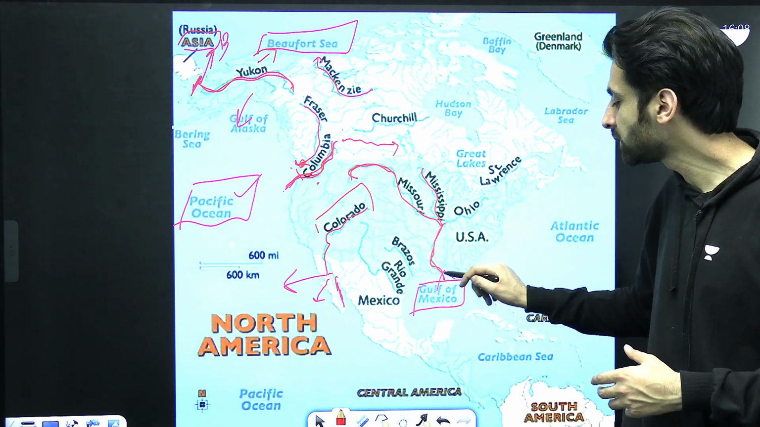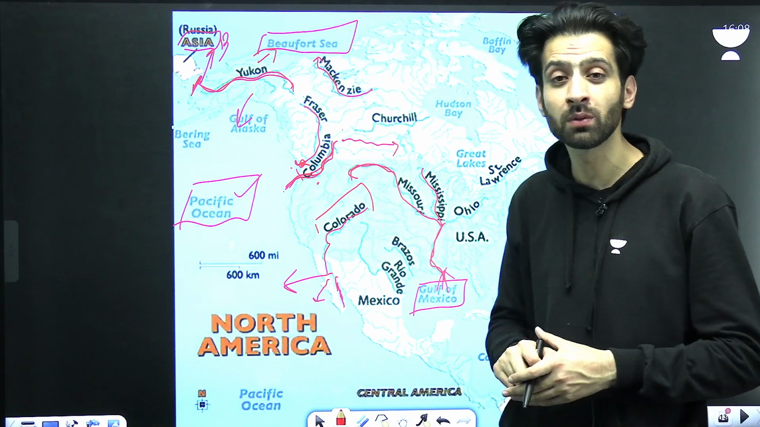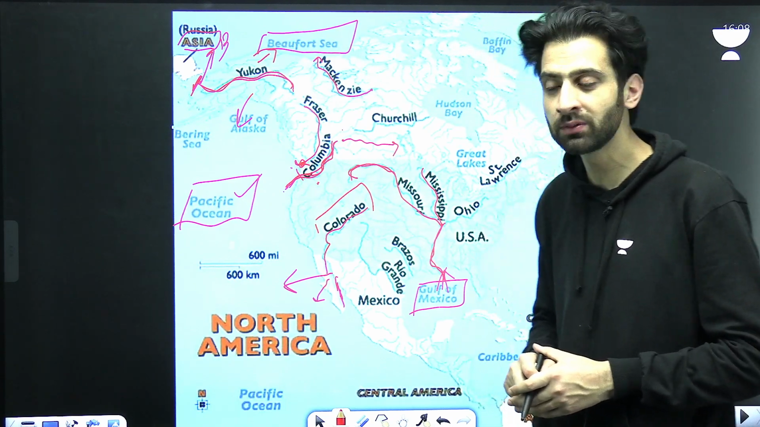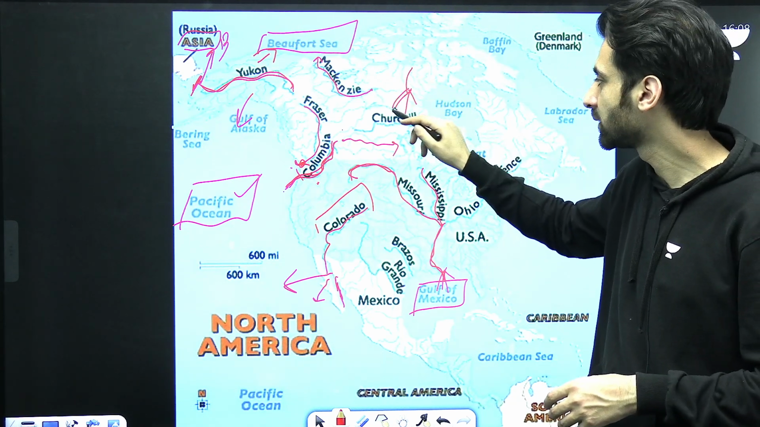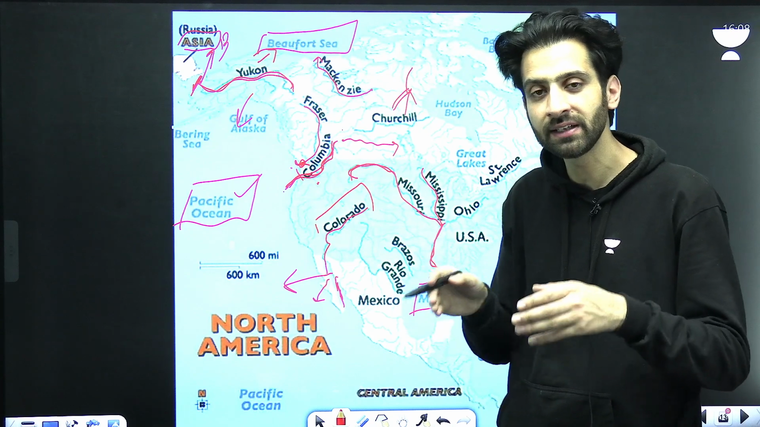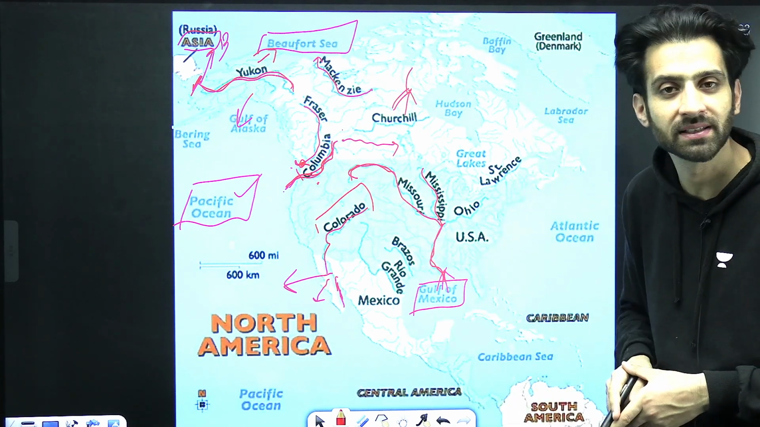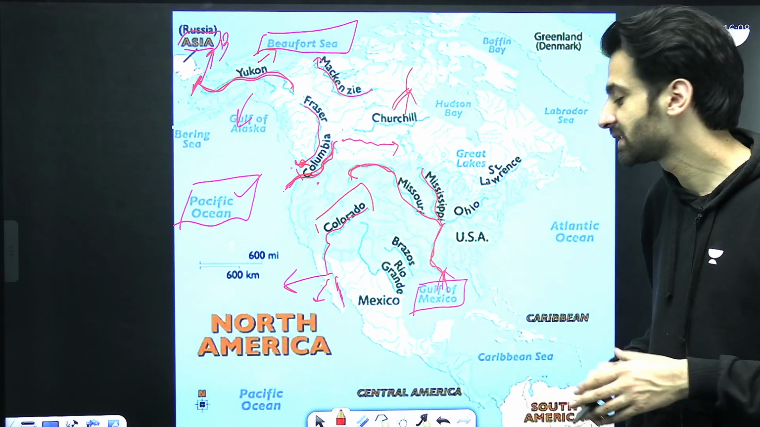While it drains in the Gulf of Mexico, you will find there it forms a bird foot delta. What is a bird foot delta? It will be something like this, like a bird foot. Okay, it will form something like that when it will drain into Gulf of Mexico. That is Missouri and Mississippi.